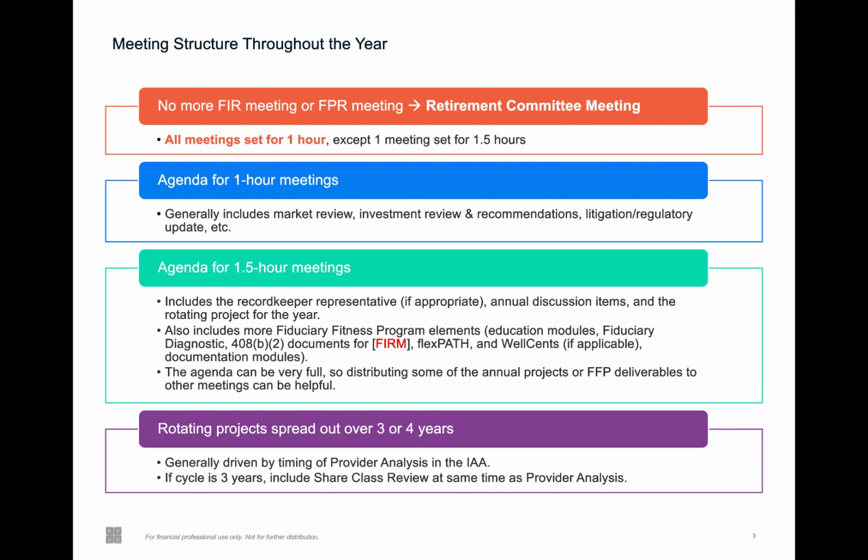A lot of that gets driven by how often we do the benchmarking, the record keeper benchmarking. If the agreement says 3 years, then we'll do one of these projects every 3 years, and we'll typically bundle the provider analysis with the share class review. If we do it every 4 years, then we can simply break out all 4 of those, 1 per year.